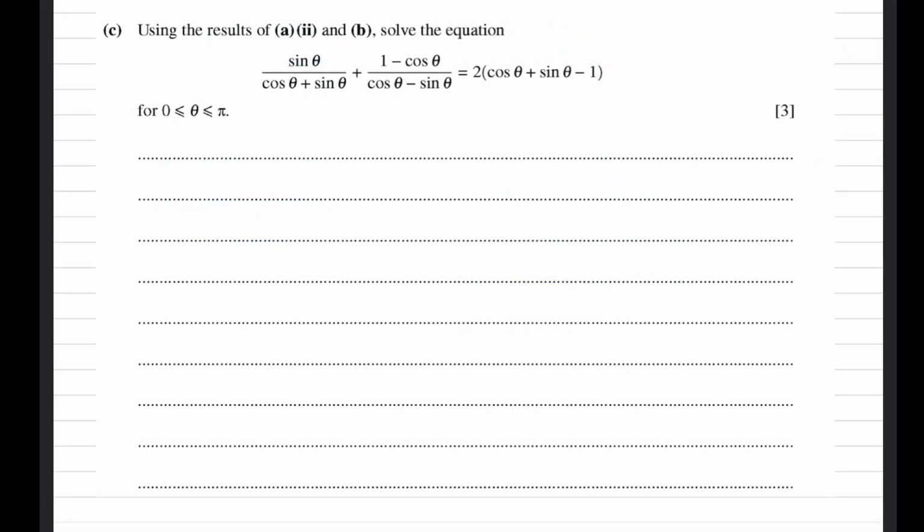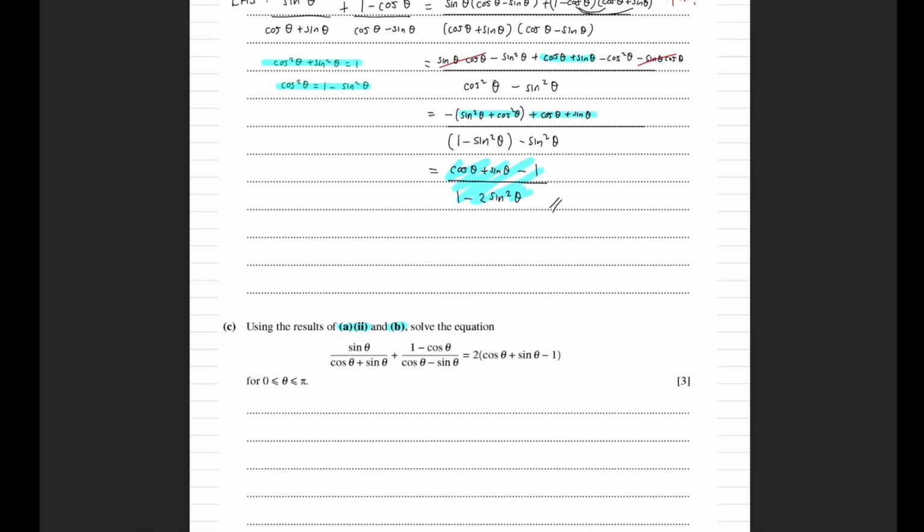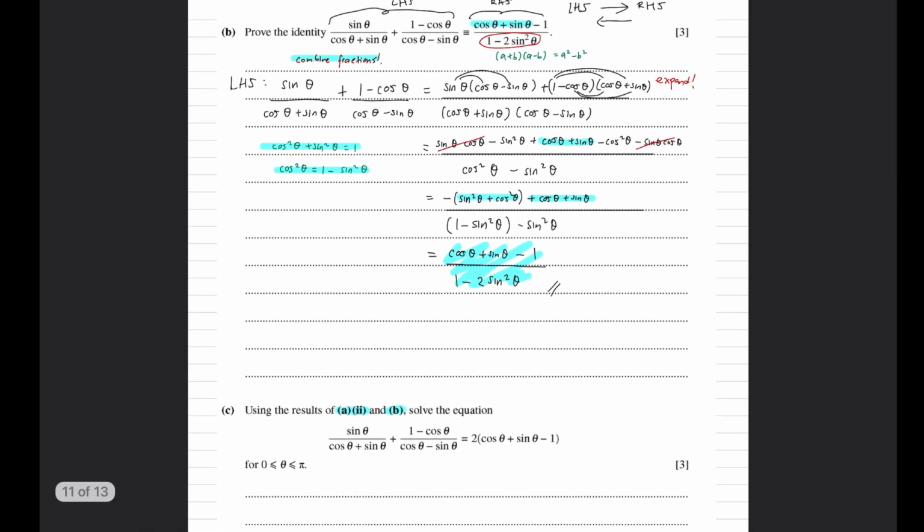Okay guys, in part C, we are asked to use the result of A(ii) and B to solve the equation sine theta over cos theta plus sine theta plus 1 minus cos theta over cos theta minus sine theta equals to 2 times cos theta sine theta minus 1, for theta in between 0 and pi.